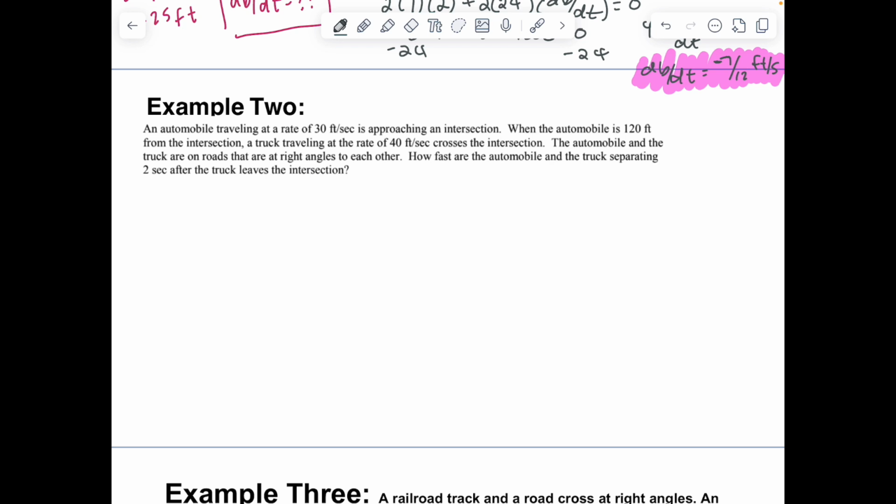So I hear the word intersection a couple times. So what I'm going to do to draw this picture is start by just drawing a little intersection. This is my mini intersection. First, it doesn't tell me what direction things are coming from. Sometimes it will be, oh, the automobile is coming from the north or from the south. So pay attention to that. But this time it doesn't say anything. It just says first an automobile is traveling at a rate of 30 feet per second and it's approaching an intersection. So I like to draw these with arrows, but I have this automobile.